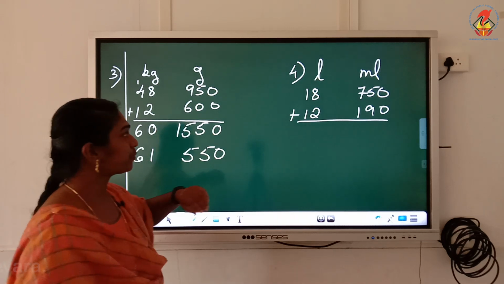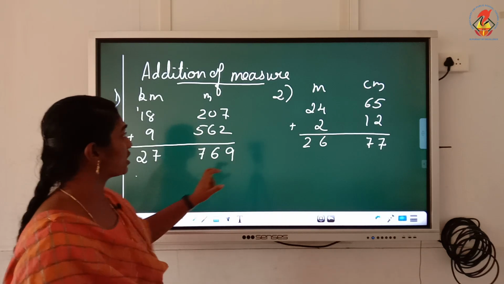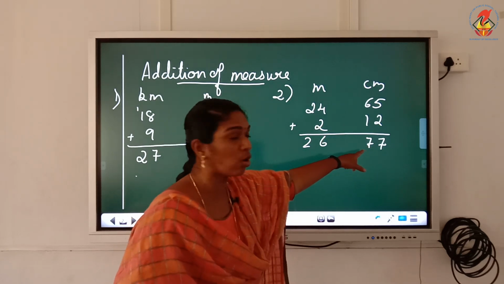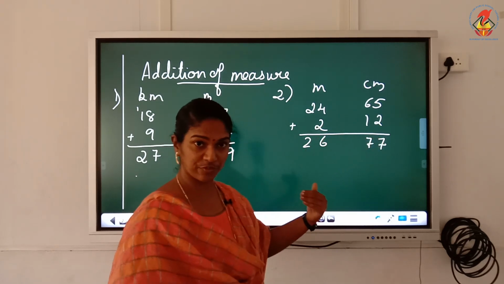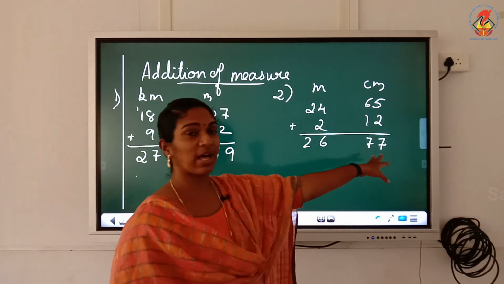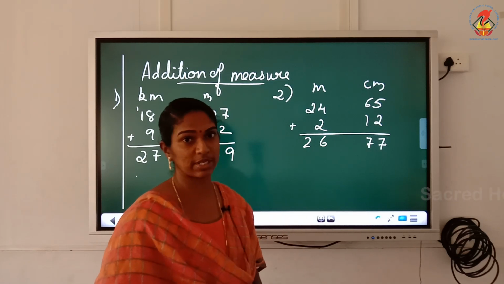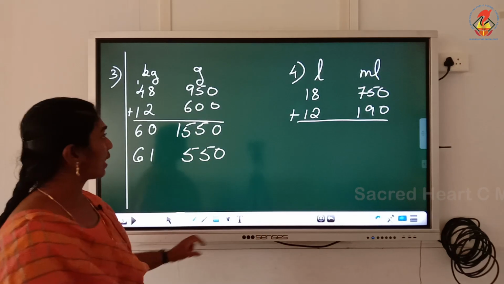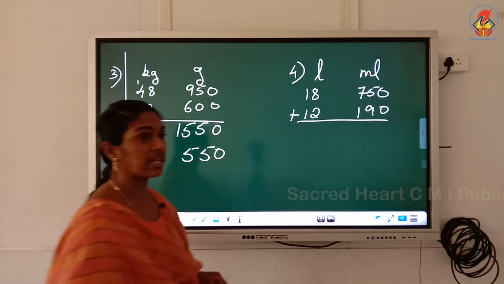Okay. Suppose in this previous question, meter and centimeter, if you are getting more than 100 over here, take 100 from that, give it to meters, balance you can keep it for centimeters. Okay. See the next one, liters and milliliters. Add it. What do you get?